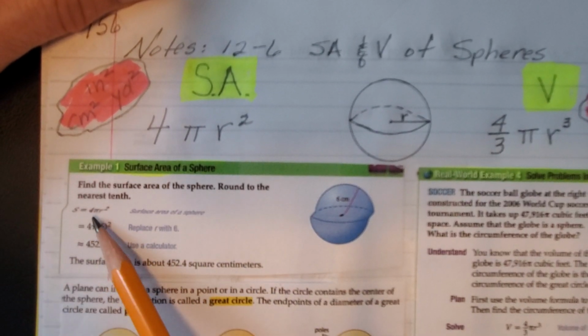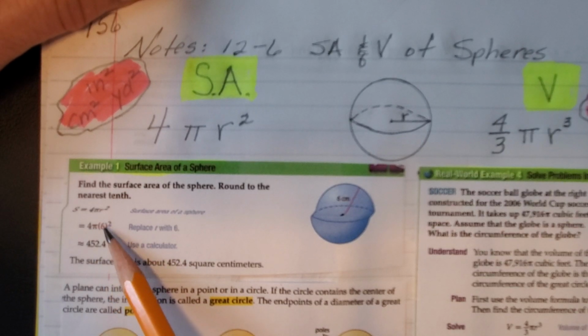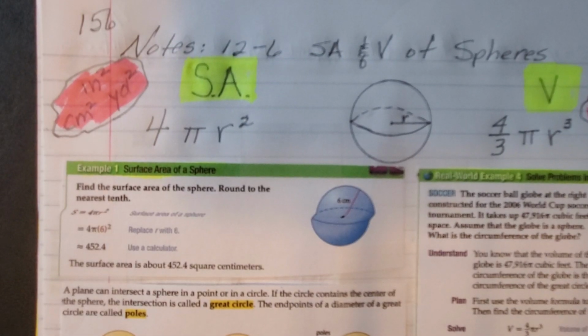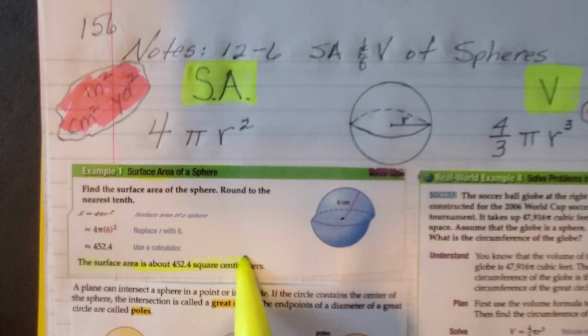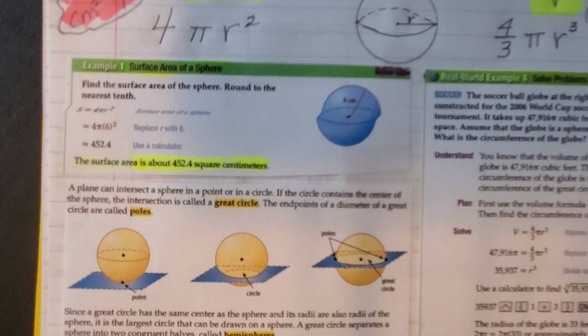Weird. So the surface area is 4 pi r squared. So we put in 4 pi. Your radius is 6, so 6 squared, and you're done. Surface area rounded to a tenth is 452.4. Really easy.